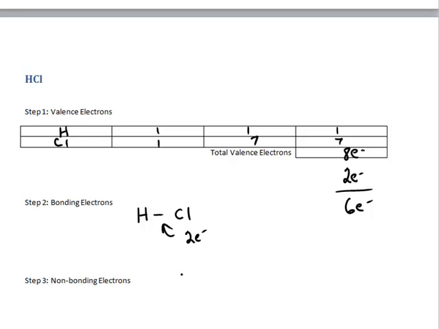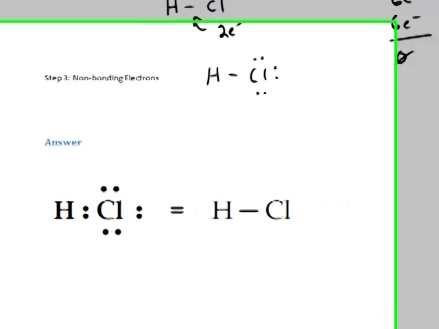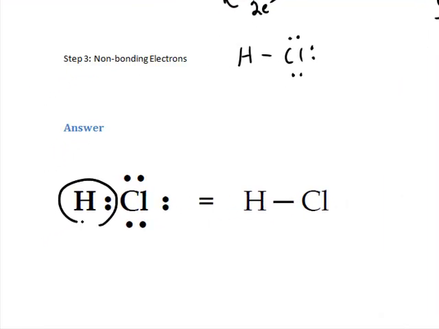So we'll redraw our molecule showing the bond, and then we will put in non-bonding electron dots to show the other 6. Once we've done that, we don't have any valence electrons left, and if we check our answer, we see we are in fact correct. We've satisfied the duet rule around hydrogen and the octet rule around the chlorine. I hope this helps.